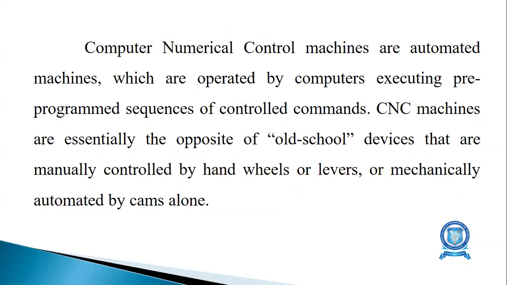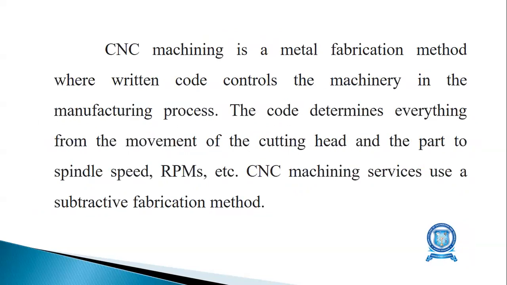Computer numerical control machines, CNC machines, are automated machines which are operated by a computer executing pre-programmed sequences of controlled commands. CNC machines are essentially the opposite of old school devices that are manually controlled by hand wheels or levers, or mechanically automated by cams alone. CNC machining is a metal fabrication method where written codes control the machinery in a manufacturing process. The code determines everything from the movement of the cutting head and the part to the spindle speed, RPMs, etc. CNC machining uses a subtractive fabrication method.